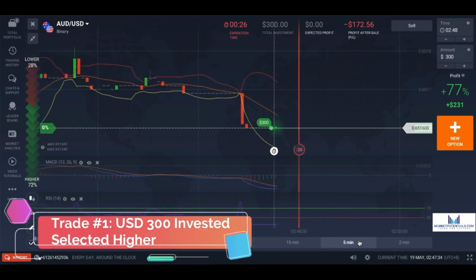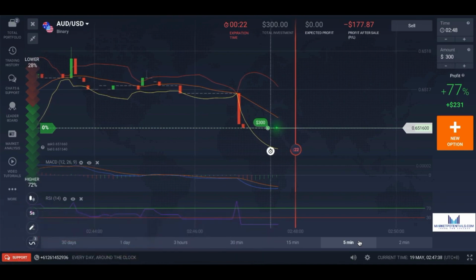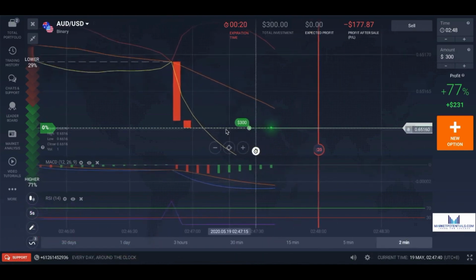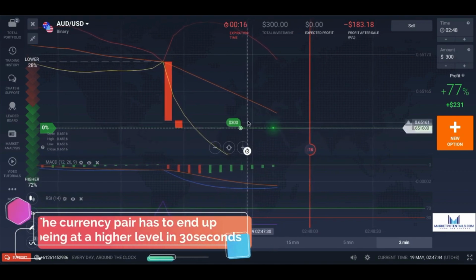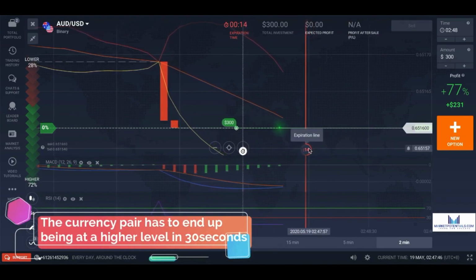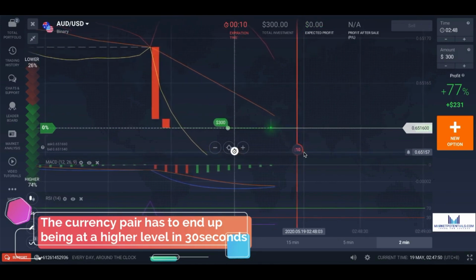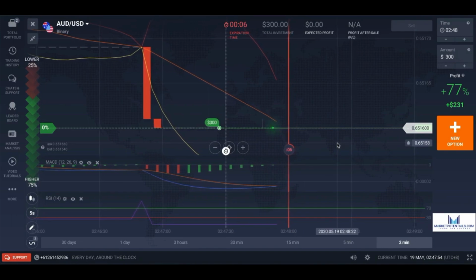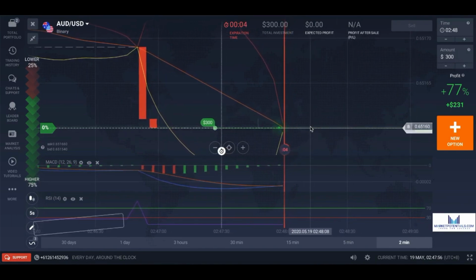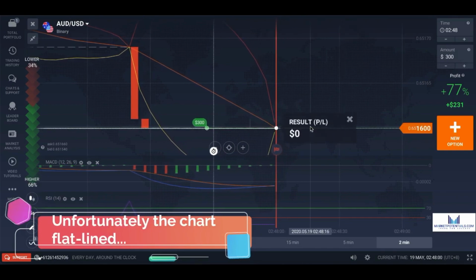Now, what that means is I am literally going to be in the money if the chart ends up being any higher than this green line here. As you saw, this is the purchase deadline, and this is the expiration line. I've got just under 10 seconds now, and I do need this to go above the point we started at to be profitable. Now let's see if that happens or not.